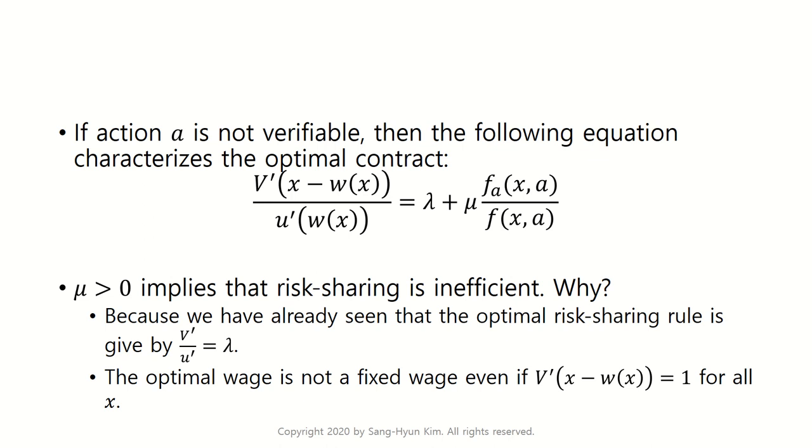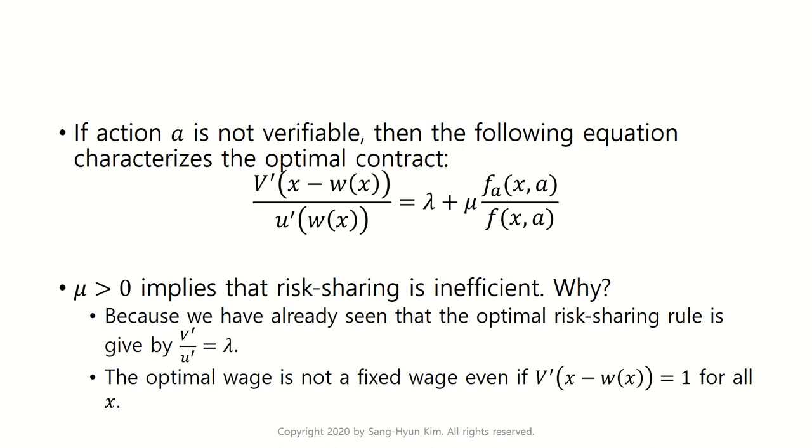So what is this f of a? F of a is the first derivative of f with respect to a. By just looking at this, we can derive one conclusion. This second best situation, risk sharing, is not optimal. Why is that? Mu is larger than 0, which implies that risk sharing is inefficient.